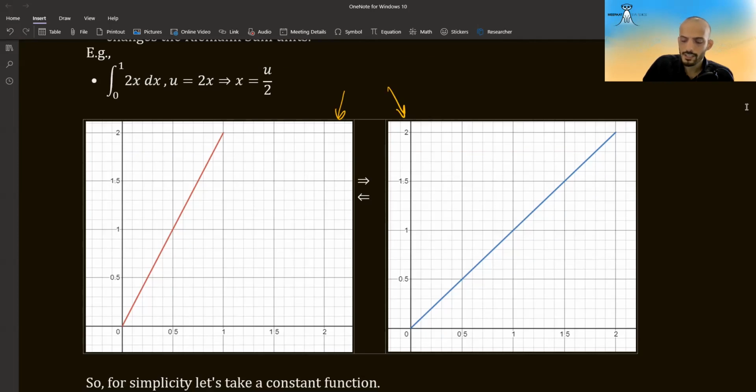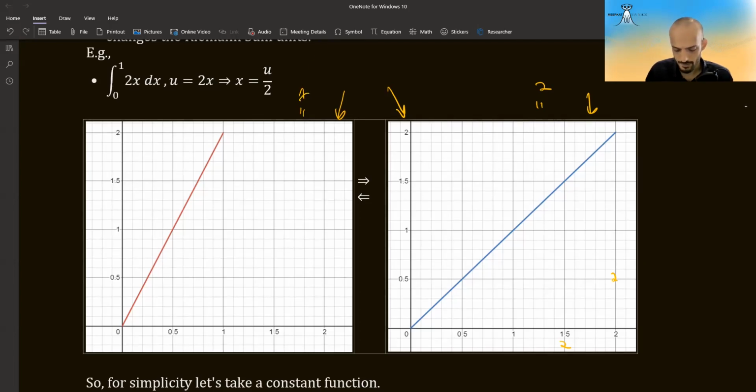Now, if we do the integral here, if we just sum up the Riemann sum, it will just be the area of this triangle, right? It's 2 times 2 divided by 2, and we will get that this is equal to 2. But of course, this is wrong. The integral here is 1 times 2 divided by 2, so the value of the integral is 1.